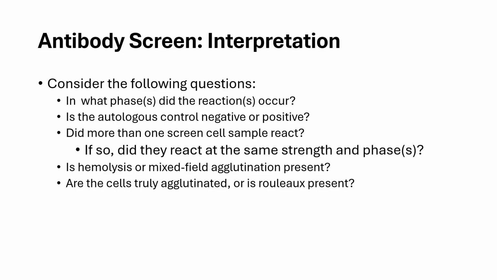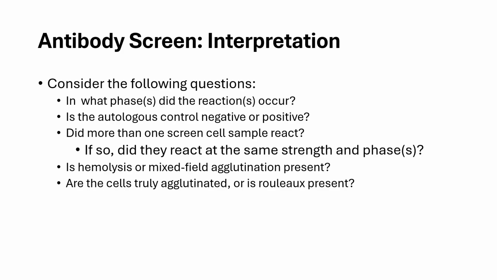Another question would be, did more than one screen cell sample react? Do we have more than one that's positive? Screen cells are typically used in sets of 2 or 3. If multiple screen cells react, this can suggest the presence of an antibody that targets a common antigen on those cells. If only one screen cell reacts, it may indicate a less common antibody or a possible false positive. Another question is, if so, did they react at the same strength and phase? Consistency in strength and phase of reaction across reactive screen cells supports the presence of a specific antibody. Variability might indicate multiple antibodies, weaker reactivity, or non-specific reactions.